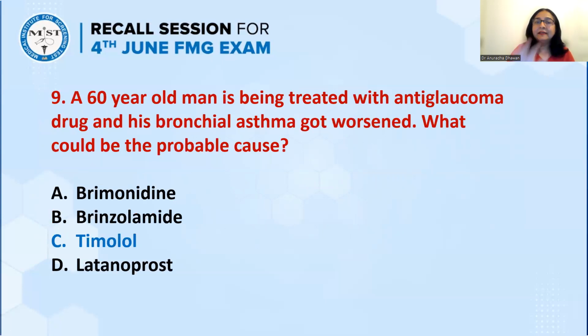So here in the given scenario, they had told us that the patient's bronchial asthma got worsened. So the drug which will be contraindicated, or which can produce this kind of effect, is your timolol, which is the beta blocker here. So the right answer to this question was timolol.